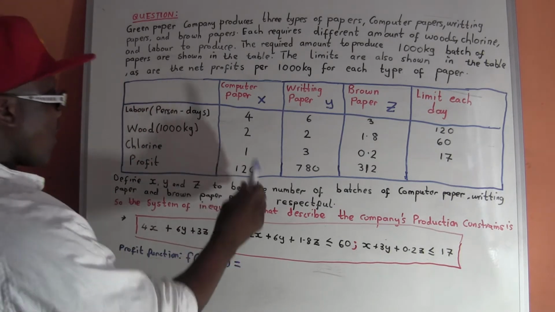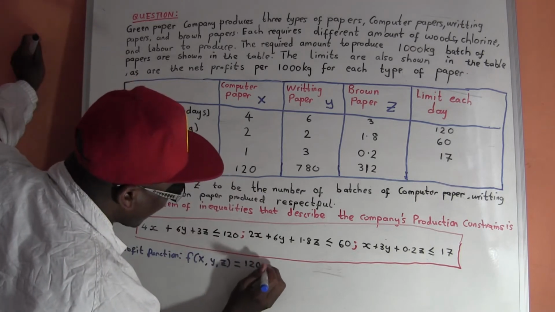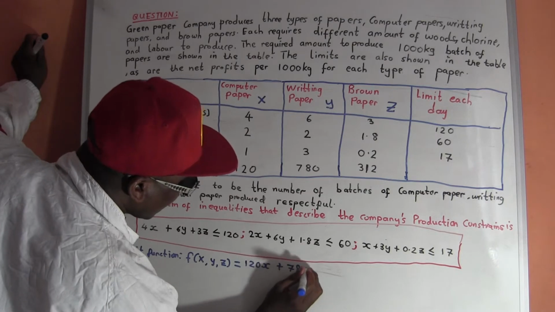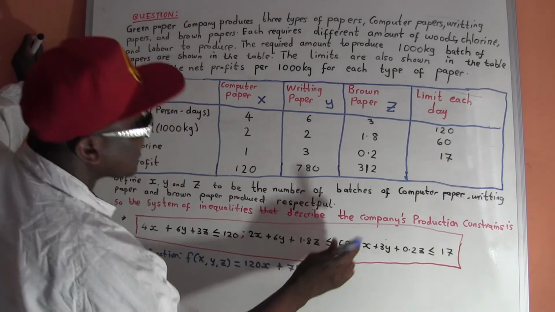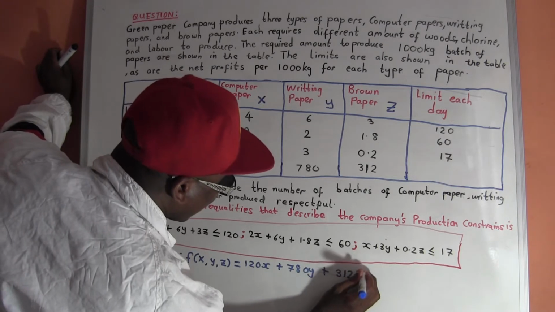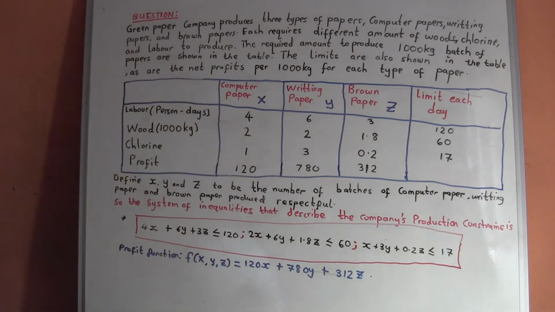equals 120X plus 780Y plus 312Z. You know what I'm saying? So that's the profit function. Okay, so that's a profit.